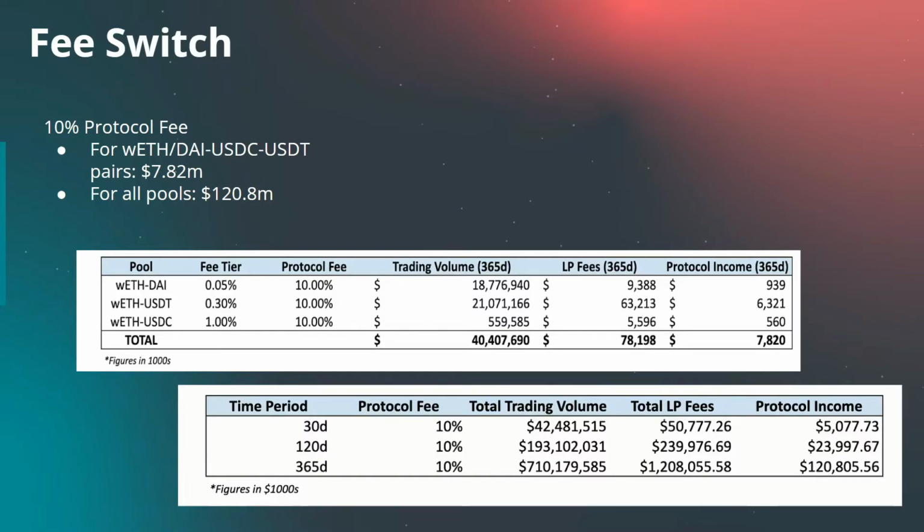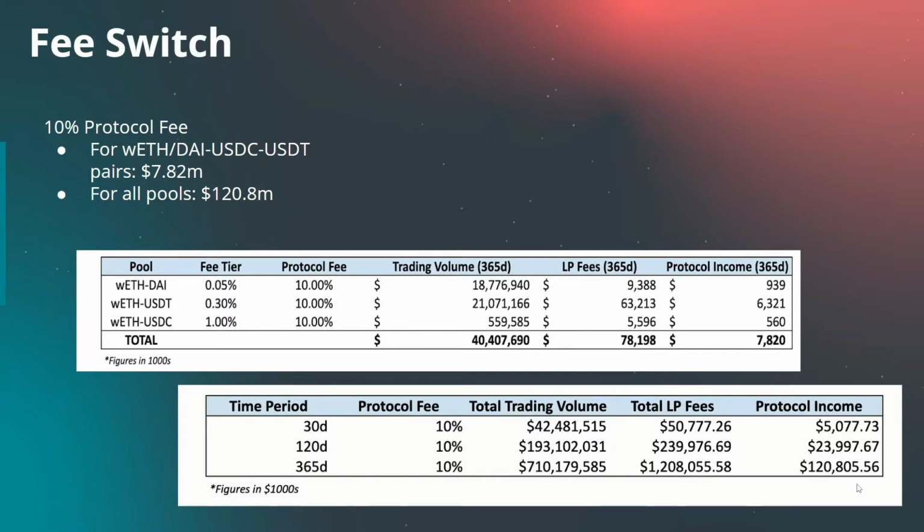And so this protocol income, in the last line all the way to the right, that 120 million would then be money that LPs do not receive, right? Yeah, so this amount of money wasn't going to the LPs, but to the protocol itself.